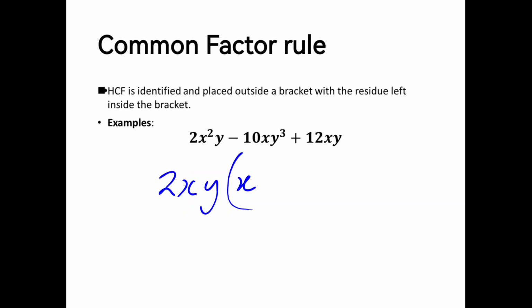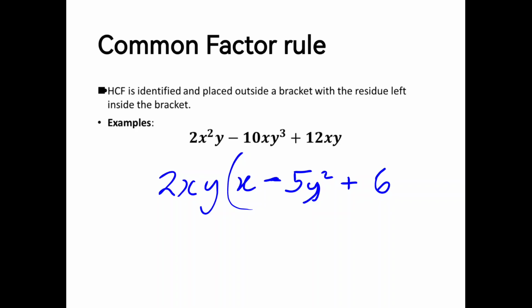Now the minus sign comes to the fore. Then in terms of the 10, we must place a 5 to complement the 2 so that we can get back the 10. Then the x is catered for, but y, we need y squared. Then the last one, we have a plus, and then that has to do with the 12. We need a 6.